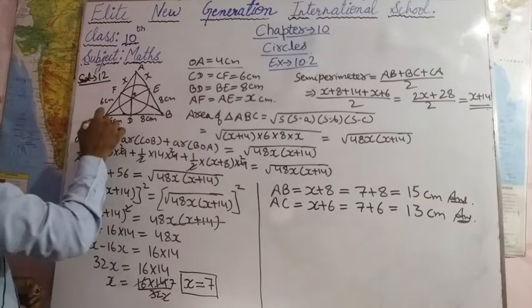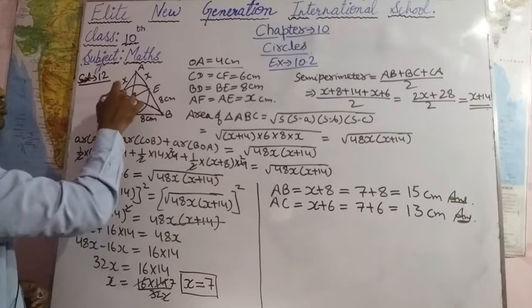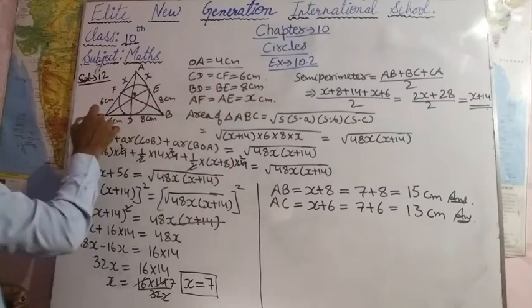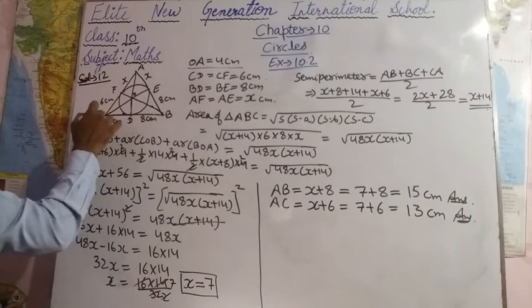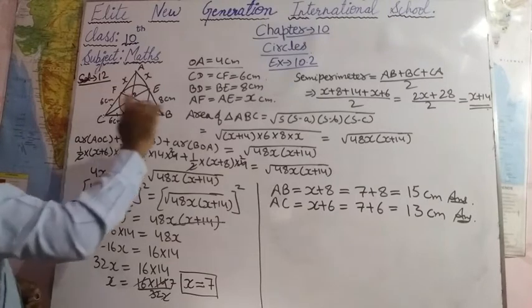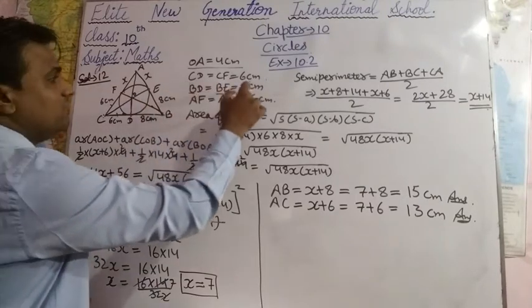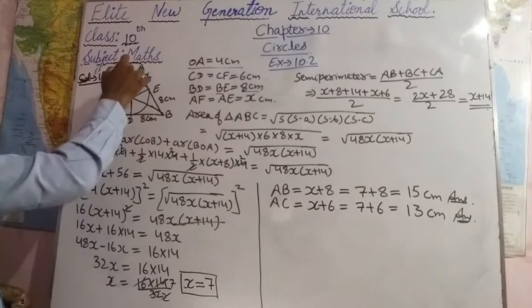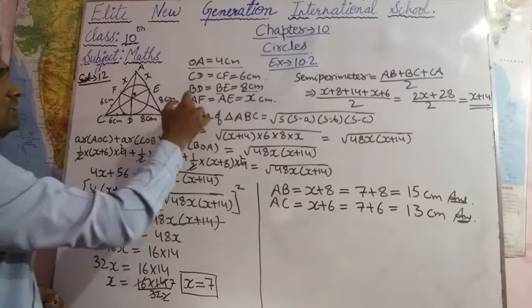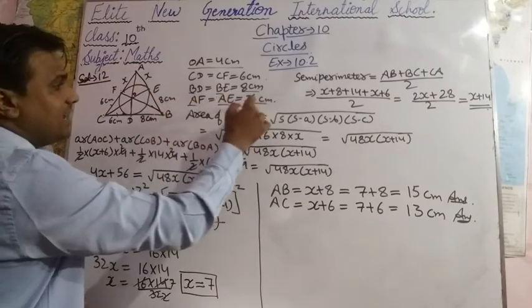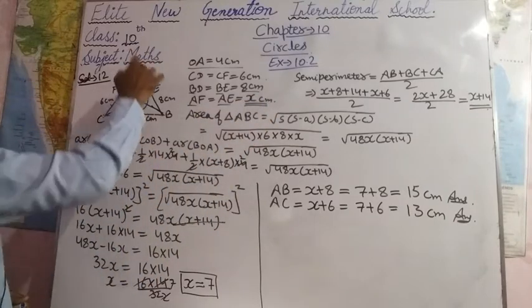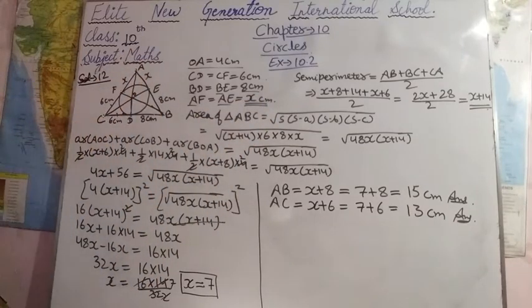Now after this, we can say that CD will be equal to CF, which is 6 cm, since these are tangents from the same point. Similarly, BD equal to BE, it will be 8 cm. Similarly, AF equals AE. So AF equal to AE, let it be x centimeter. And here we have to find the lengths of AB and AC.